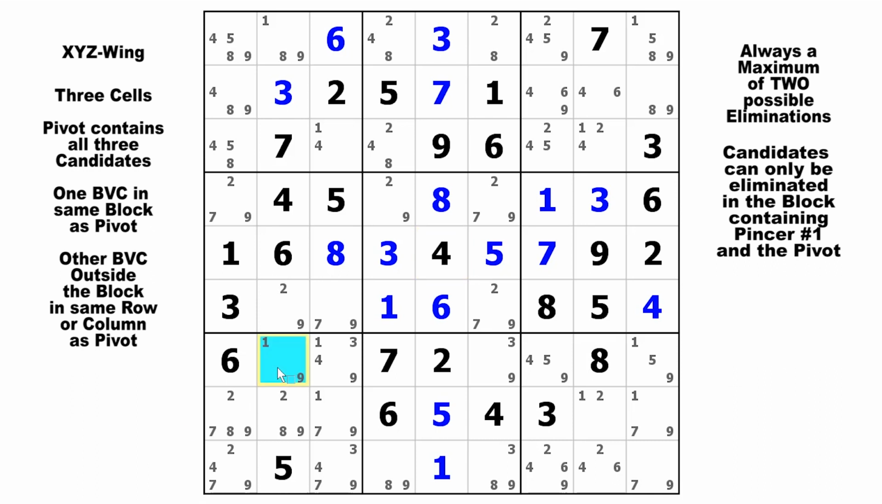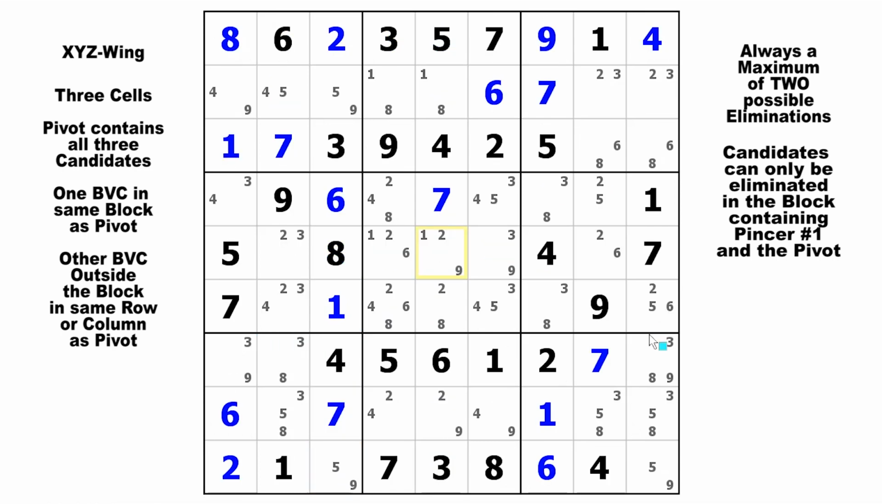Okay, here we've got pincer number 1, our pivot, and pincer number 2, and candidate C is candidate 9. So these 2 9s are false and can be eliminated. Okay, all right, let's go to the next one. All right, here we've got pincer number 1, we've got our pivot, and pincer number 2. So candidate C is candidate 2, which means these 2 candidate 2s are false because they can see all 3 of the candidate 2s in the 3 colored cells.